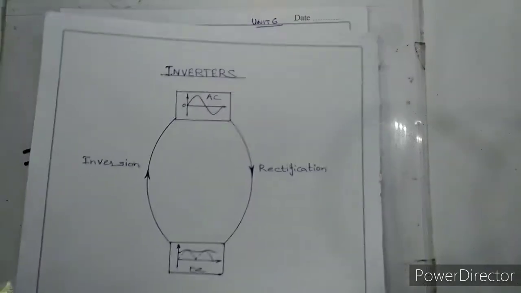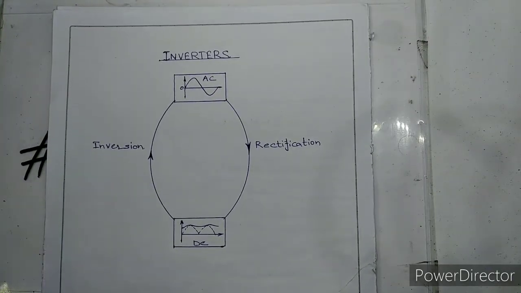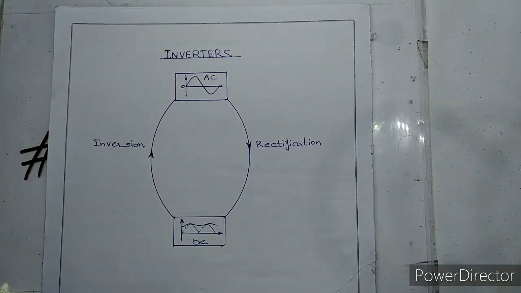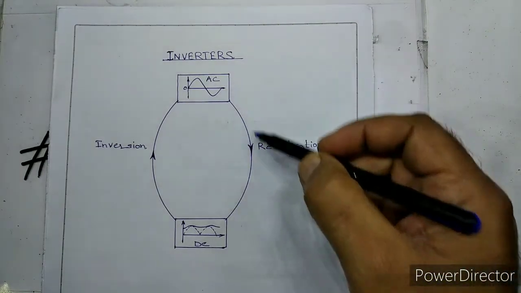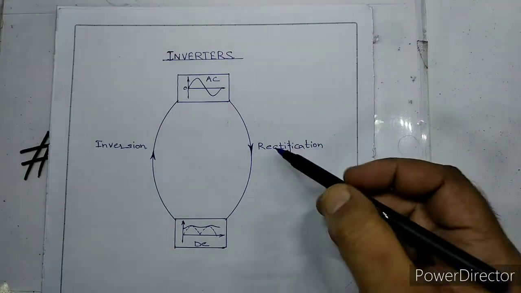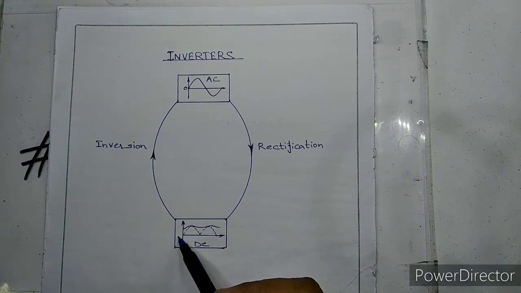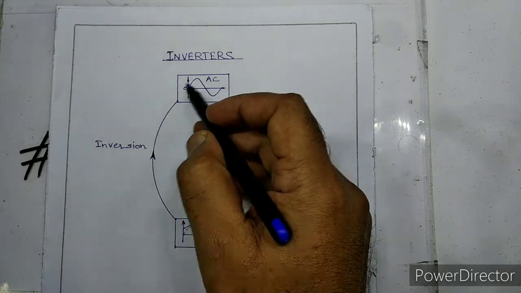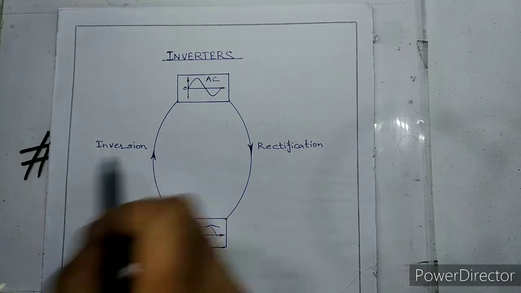As we know, the process of conversion of AC to DC is called rectification, and the circuit which converts AC to DC is called a rectifier circuit. Similarly, a circuit that converts DC to AC is called an inverter, and the process is called inversion.